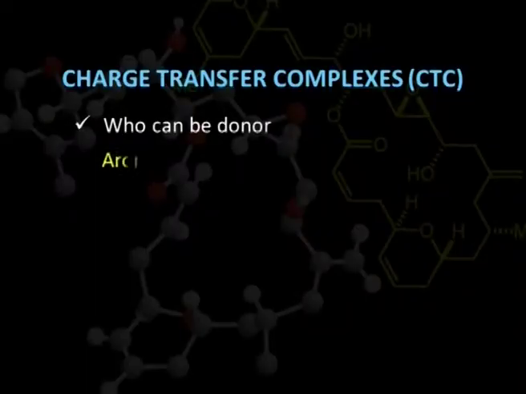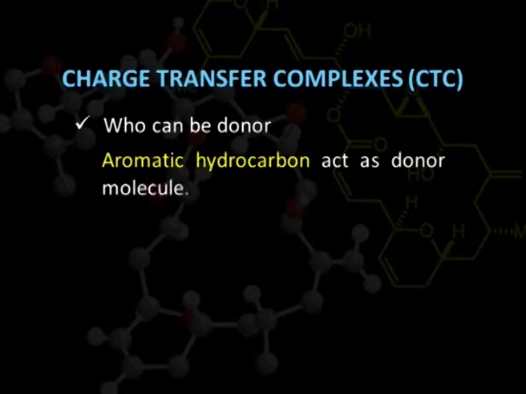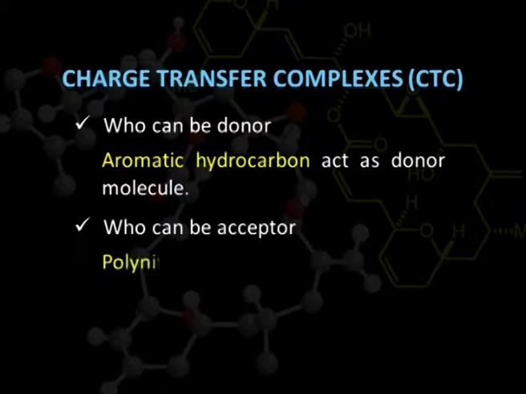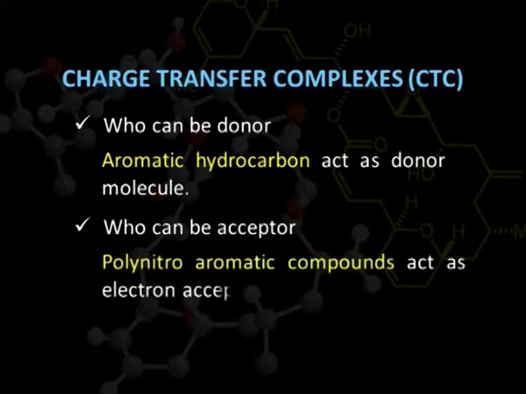What type of molecules can act as donor and what type of molecules can act as acceptor? To understand this, we already know that benzene is electron rich in nature because of the presence of a delocalized pi electron system. Therefore, benzene and other aromatic hydrocarbons can act as donor molecules. Polynitro aromatic compounds, because of the presence of nitro groups, have an electron deficient benzene ring. Therefore, such compounds can act as electron acceptors.